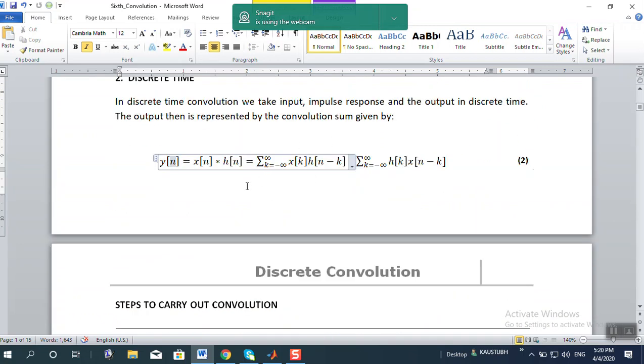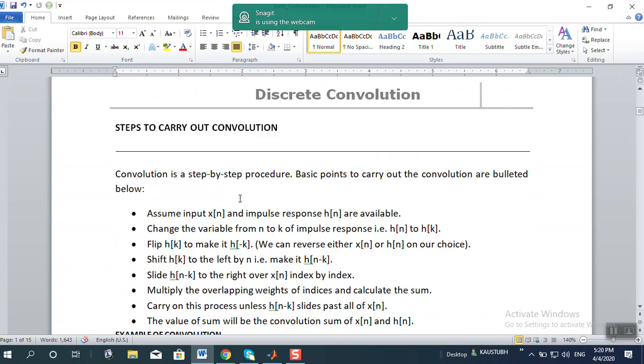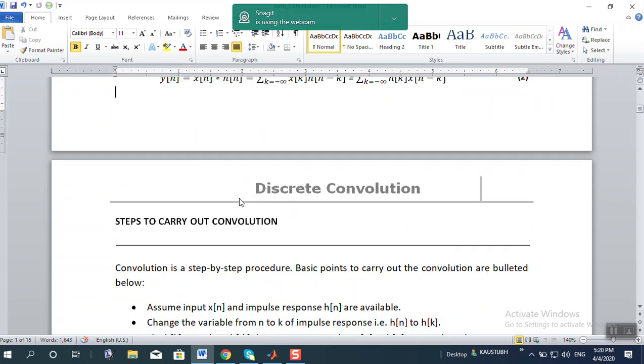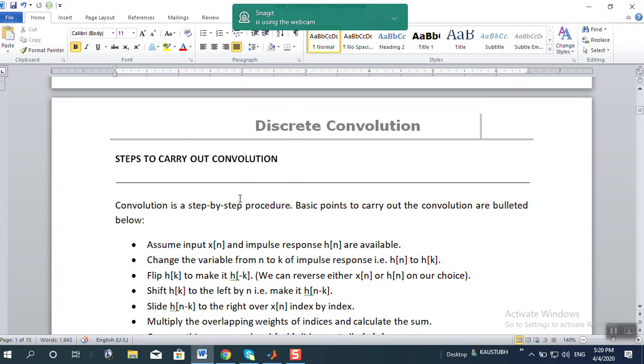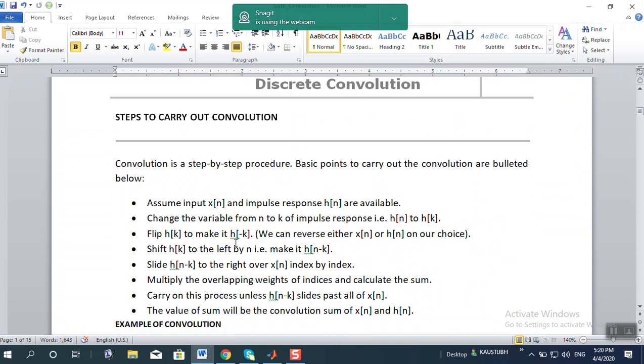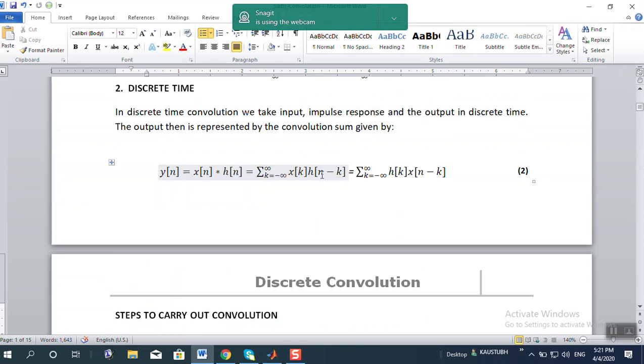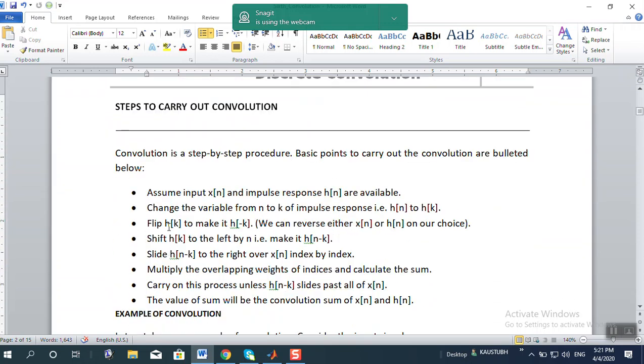Now from this formula you can find out mathematically or computationally the steps involved to find the convolution. First of all, suppose x of n and h of n are given, where x of n is the input and h of n is the impulse response. Then you need to change the variable from n to k for both signals, that is h of n to h of k and x of n to x of k. Then the first step is flipping or folding. So flip or fold h of k to make h of minus k.